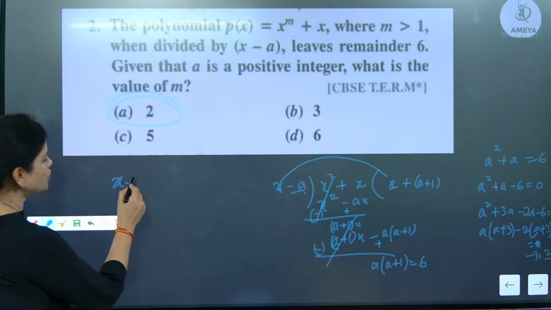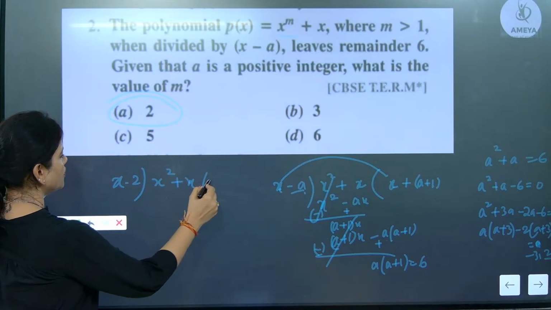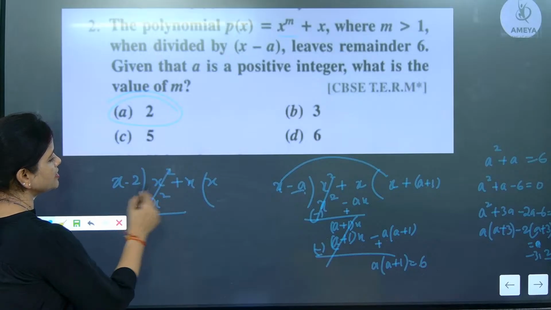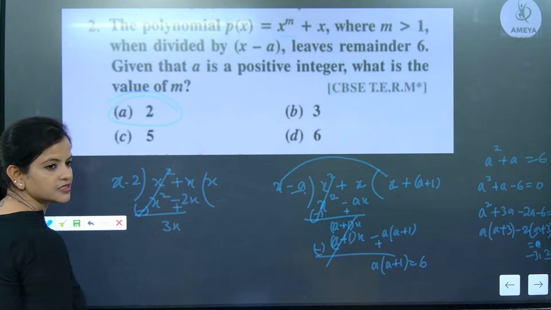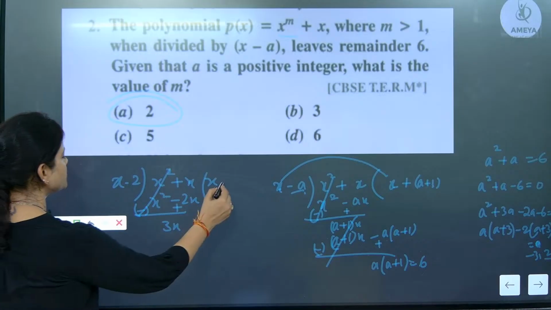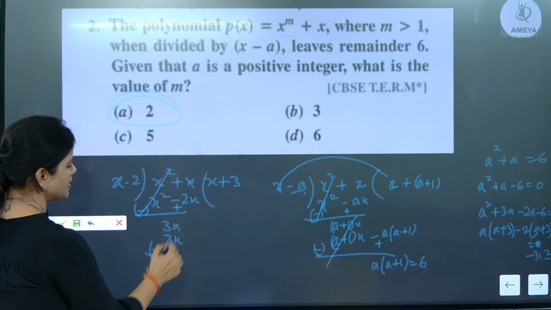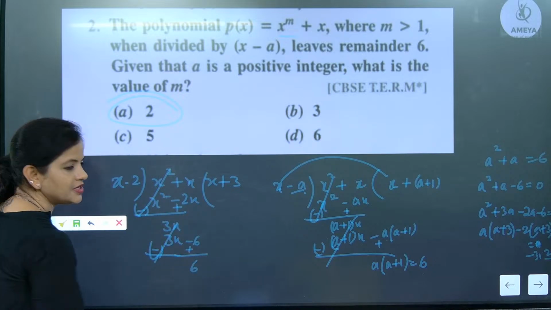We are going to put there 2. Now x square plus x is there. If x is multiplied, it becomes x square minus 2x. Minus cancels. It is coming as minus 2 plus 3x. So here we will put plus 3. So 3x is coming, minus cancels, minus 6 plus. Is the remainder coming as 6?